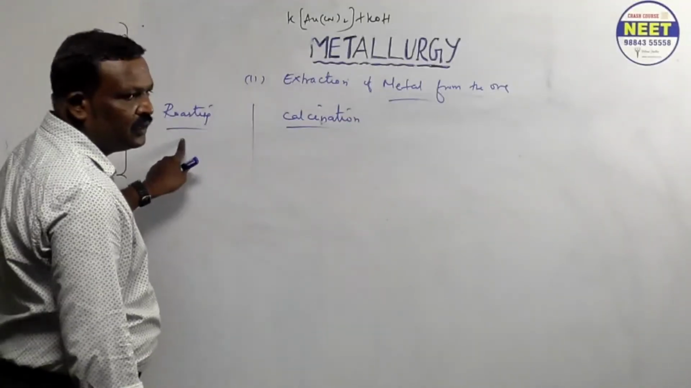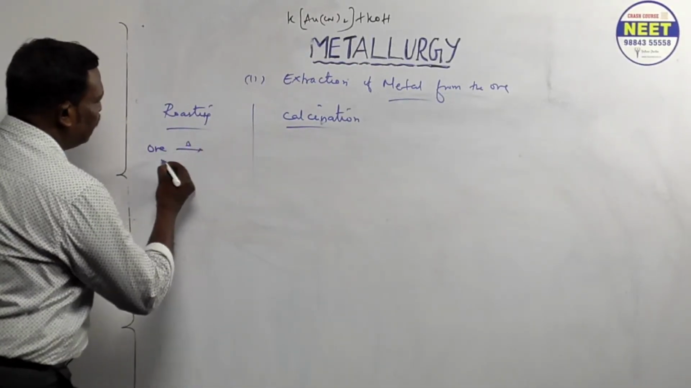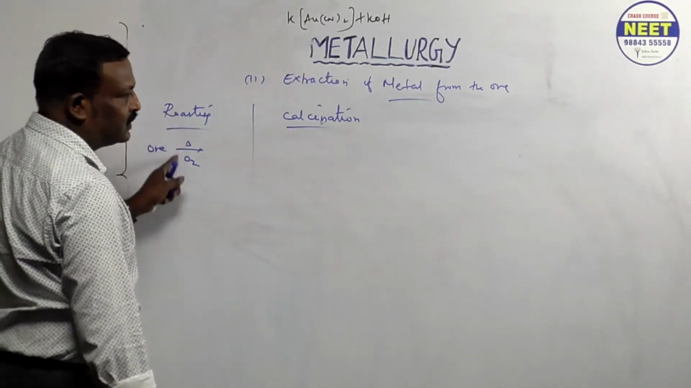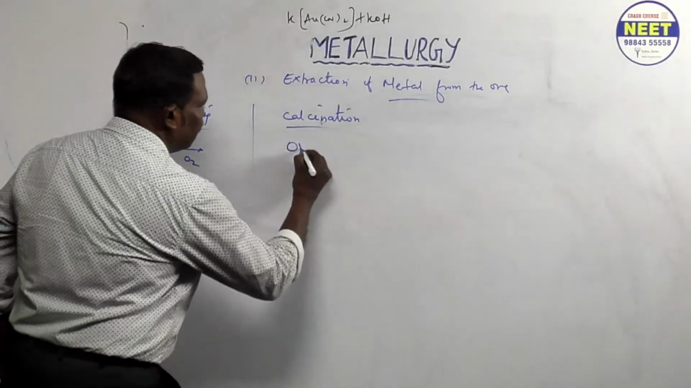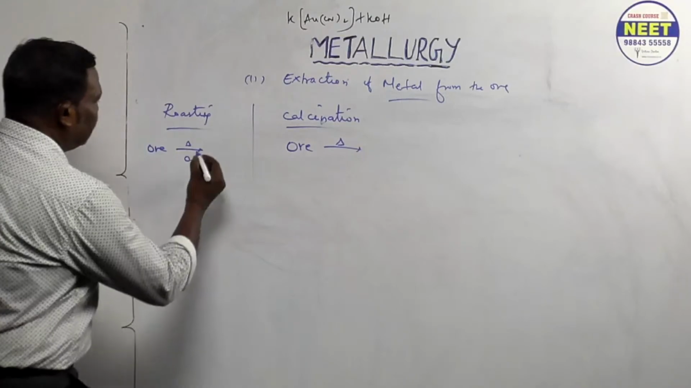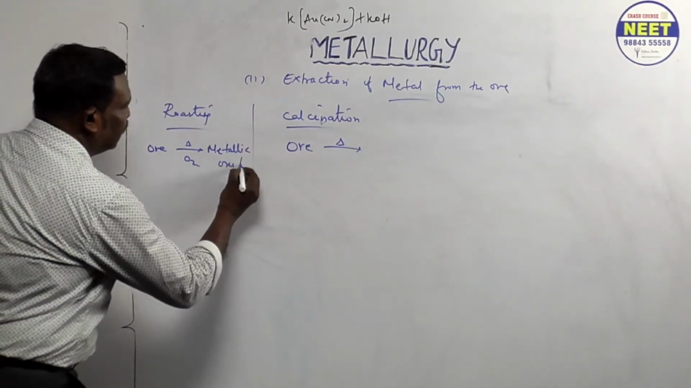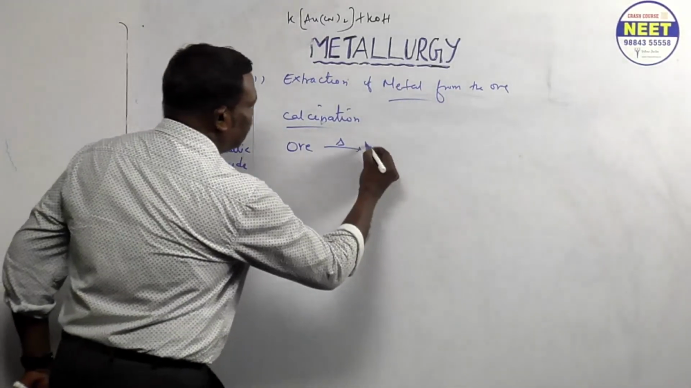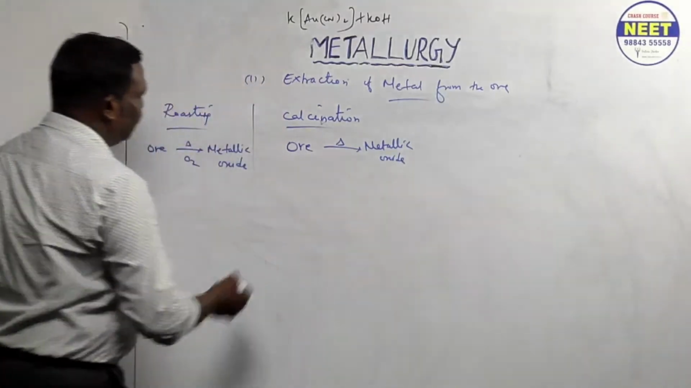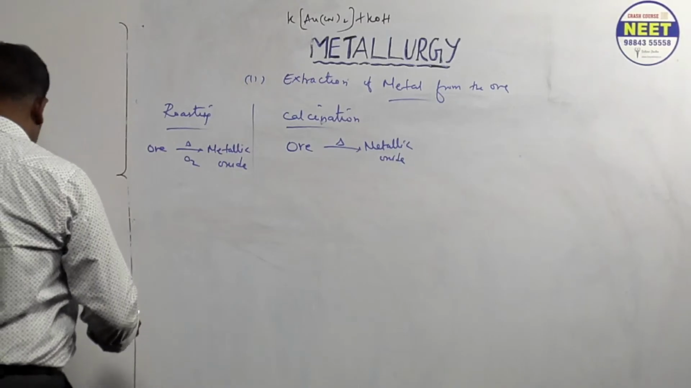Roasting means heating the ore in the presence of oxygen. Correct? Understood? Here, in calcination, just heating the ore only. It becomes metallic oxide, no? Metallic oxide. Understood? Here also it becomes metallic oxide. Just heating, not oxygen.